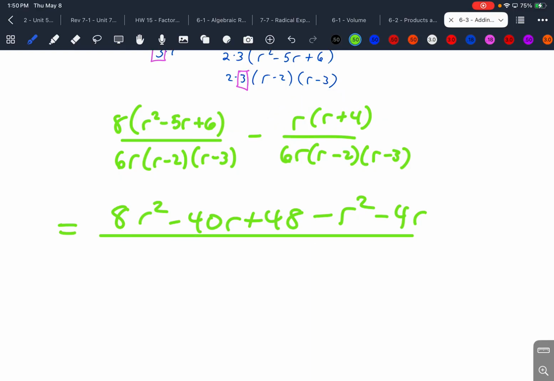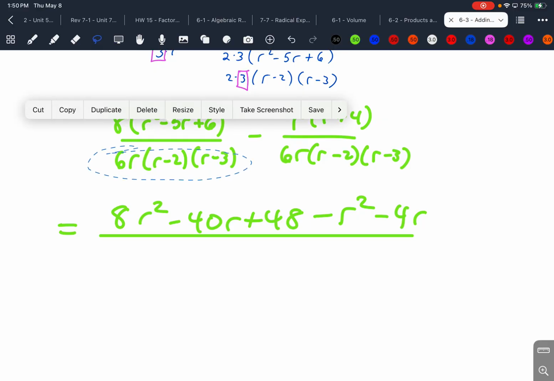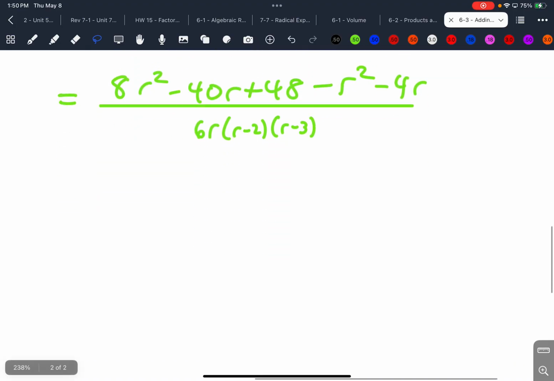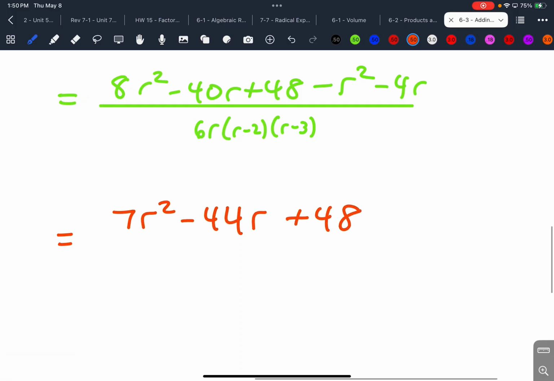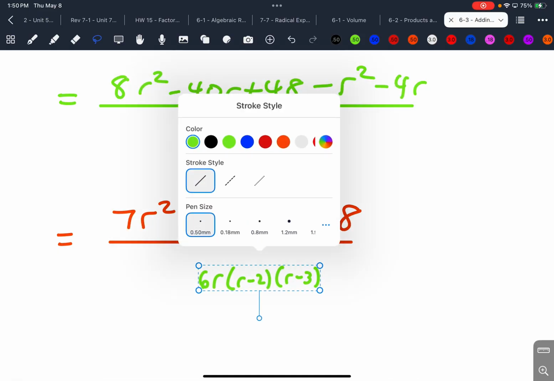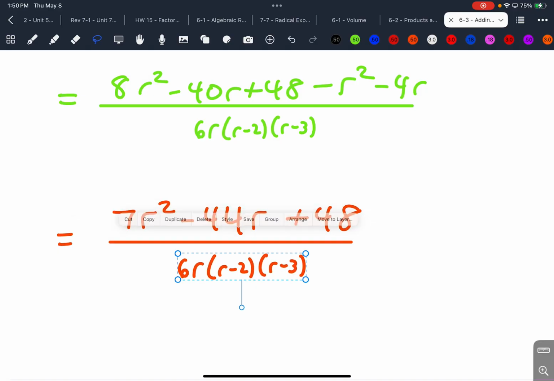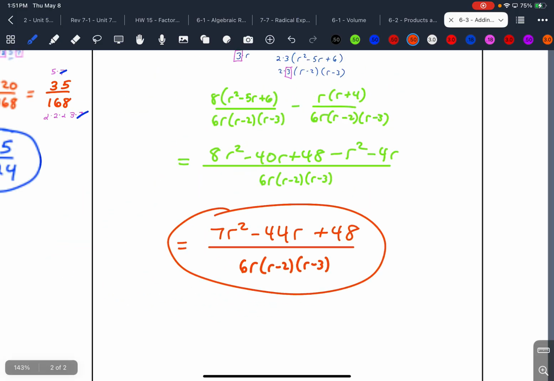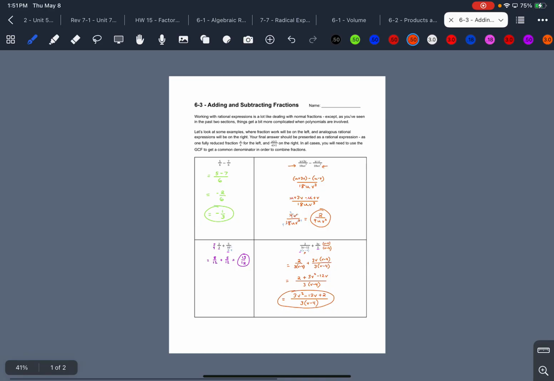Obviously. Over, I don't want to write this again, so I'm going to duplicate it and bring it on down here. And then we combine like terms, we get our answer, which is 7r squared minus 44r plus 48 over, again, don't want to write this, duplicate. Oh no, it's a different color. Booyah. All right, and I'm not worried about factoring that. So that is the end of this section.